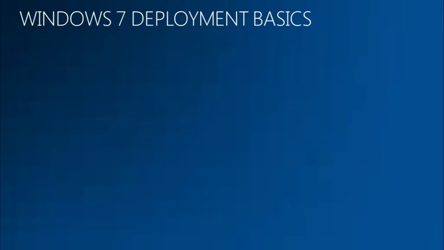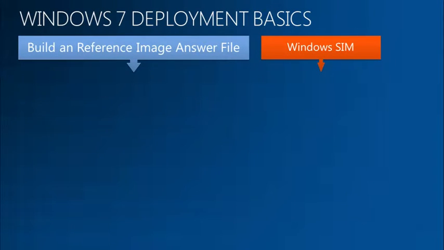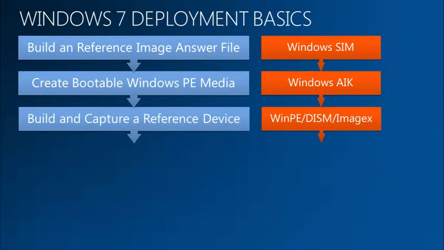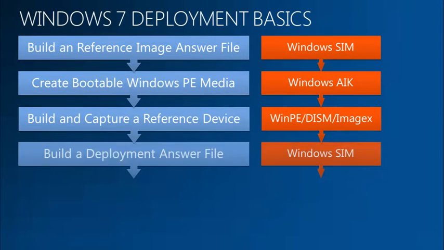So, deployment basics. Typically when I work with customers doing big deployment projects, it usually falls into a number of tasks. It usually falls into building a reference image answer file. It usually then goes on to creating a bootable Windows PE media to boot the machine that we're going to build, and building and capturing that reference device with our customizations in. It might have a few applications installed. It might have a few drivers installed. It might have some customization to the branding. And then it's sysprepped and captured.